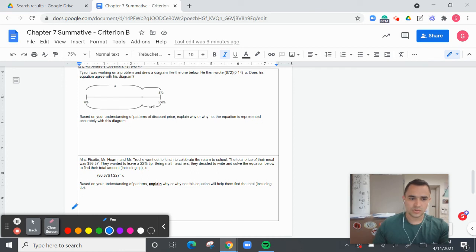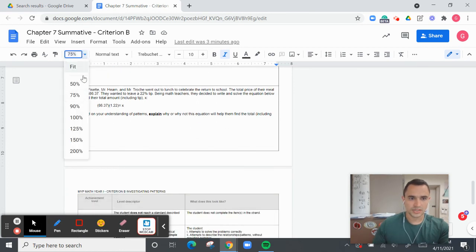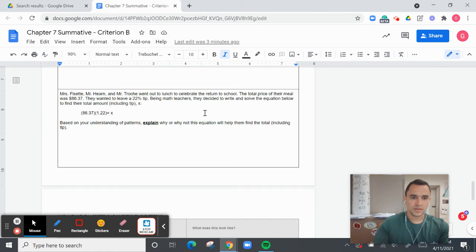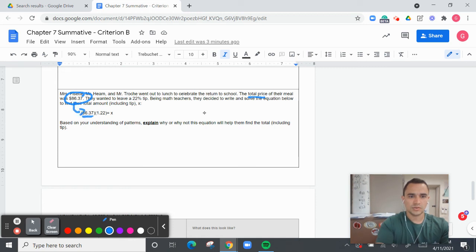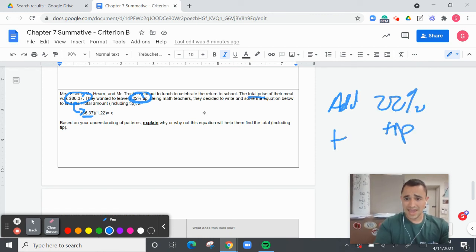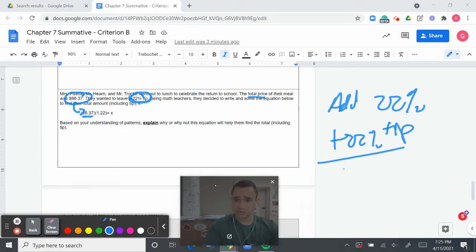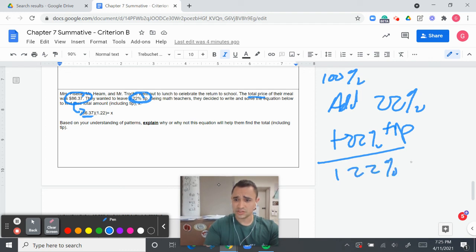Let's go ahead and go back and let's go here. Let me zoom in just a bit. There we go. And this one right here, we have all the teachers had a total price of $86.37 right there. That's my total. They wanted to leave a 22% tip. So we wanted to add 22% tip. So if I'm adding 22% to my original, which is 100%, that means I should have 122% total. And that is 1.22 as a multiplier.